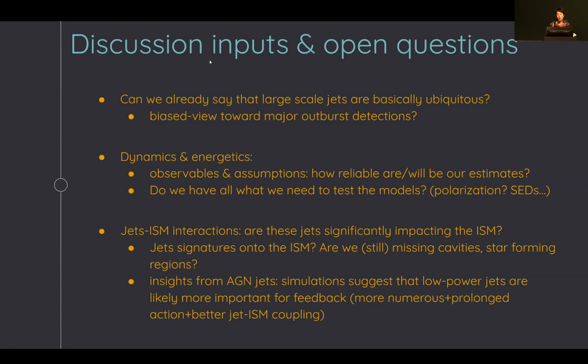And finally, also looking from the side of the jets, because I'm working mainly on AGN jets, one of the recent new findings is that low power jets can in fact be more important in impacting the galaxy environment, because they have a more prolonged action on the ISM, better coupling, and they are more numerous. And so again, coming back to the first question, is it okay to stop at these powerful ejecta, or should we consider also the faint jets?